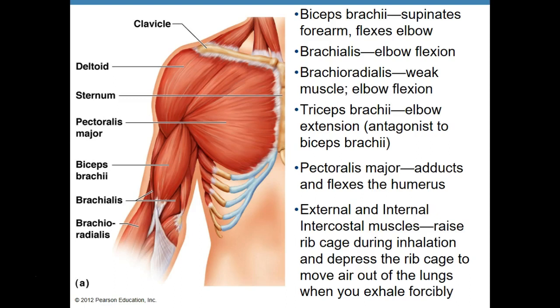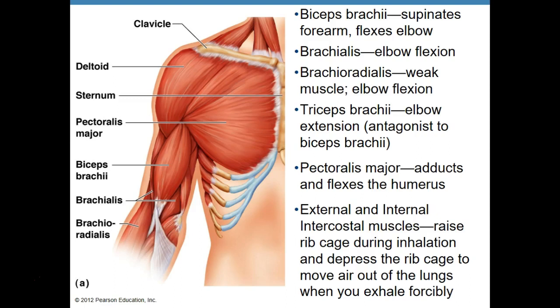Okay, so let's focus on the muscles of the arm and the shoulder. So we have the biceps brachii, brachialis, brachioradialis. These are going to help with elbow flexion. And so these are going to be what are going to flex the elbow. Some of them do it more than others. The triceps brachii is an elbow extensor, which means that it is going to be an antagonist, or kind of not working together, working opposite the biceps brachii to actually straighten the arm.